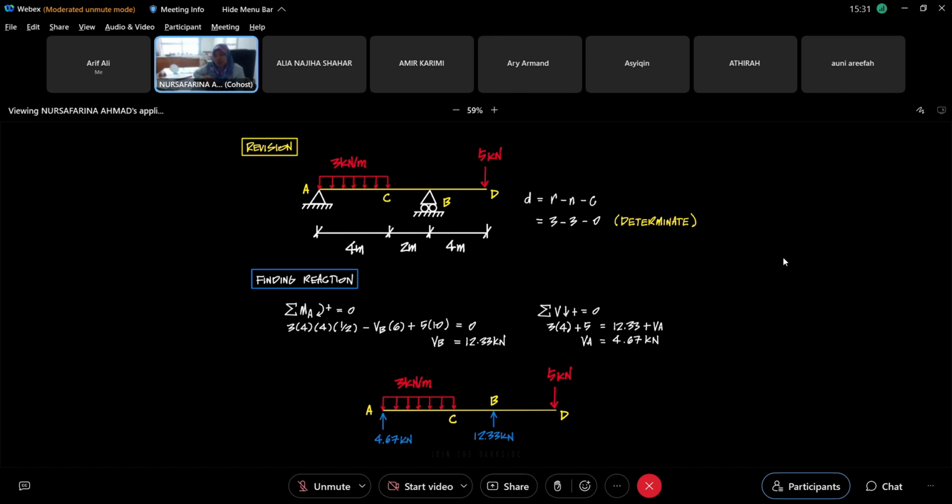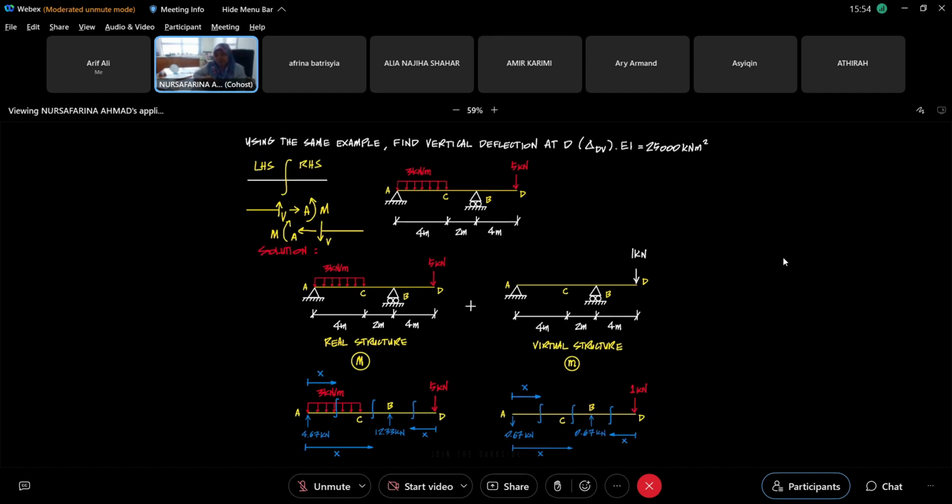Okay, so based on here, we have a beam, an overhanging beam. This is called an overhanging beam. So you have a UDL and a point load. In here, you must calculate the reaction. Using the same example, find the vertical deflection at D. Given EI is 25,000 kN m square.